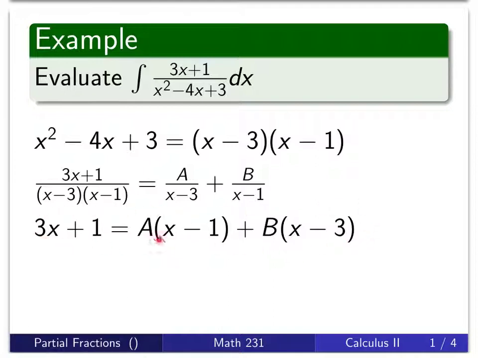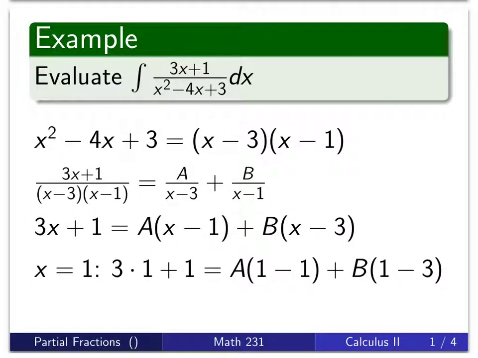If I let x be equal to 1, then I'll get a times 1 minus 1, which will be a times 0. Over here I'll get b times some non-zero quantity, and that will allow us to solve for the value of b. So we let x be 1, we're going to get 3 times 1 plus 1, a times 0 essentially, plus b times negative 2. So we end up with 4 is equal to negative 2b, and b is negative 2. So now we know that this b is negative 2.